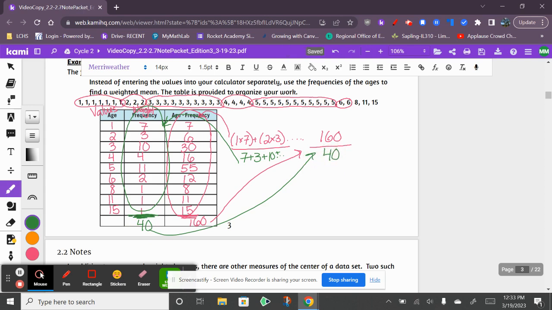So all I have to do now is just divide. So I get 4. So the average age of cats at this shelter is 4 years old.